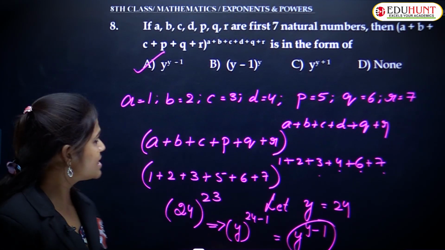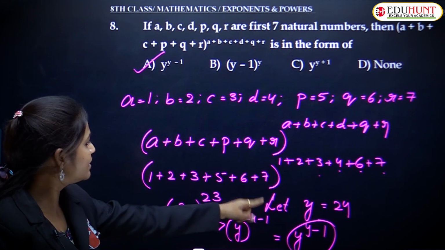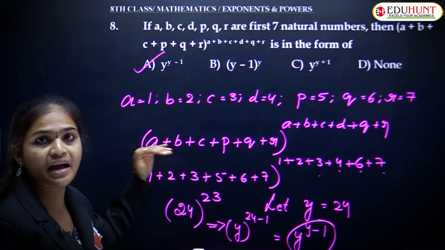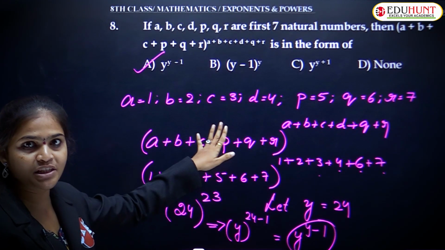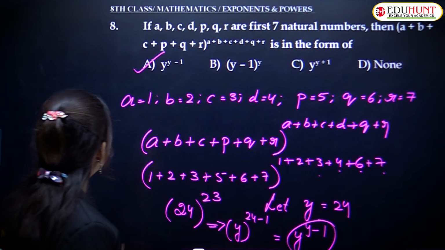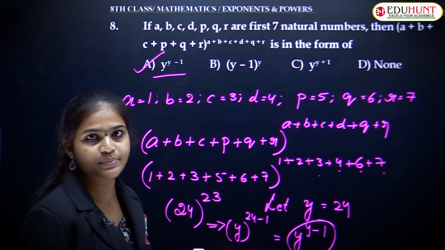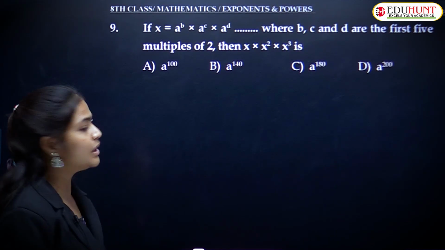Okay children, they have given it a little bit differently, so no need to confuse. We just have to substitute y is equal to 24. In that question they didn't mention it, but as per the options we have to go. Okay, so here the answer is y power y minus 1. Clear? Yes. So let us check question number 9.